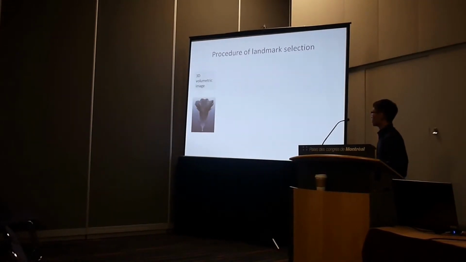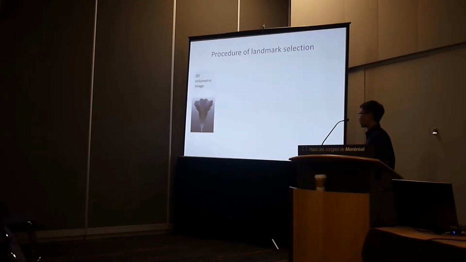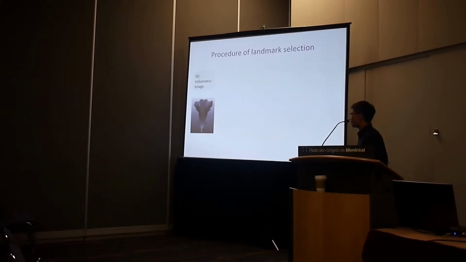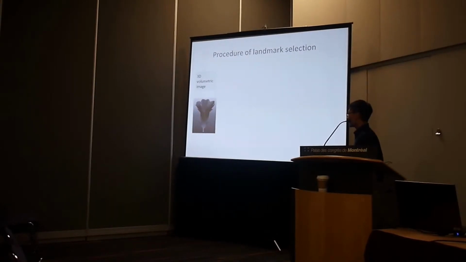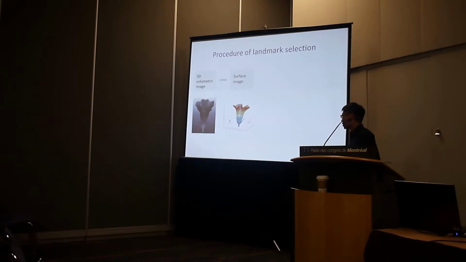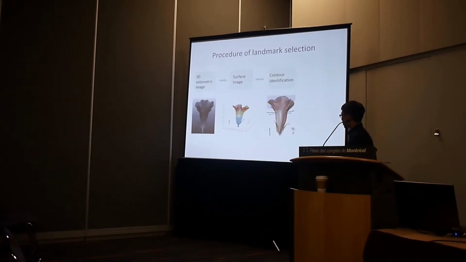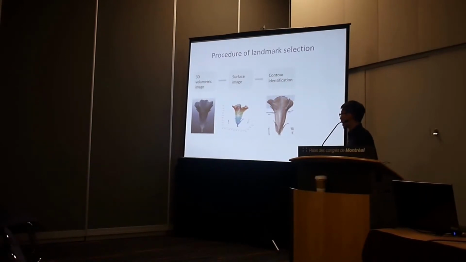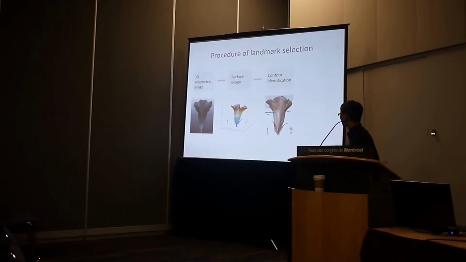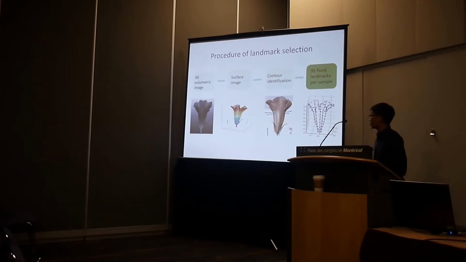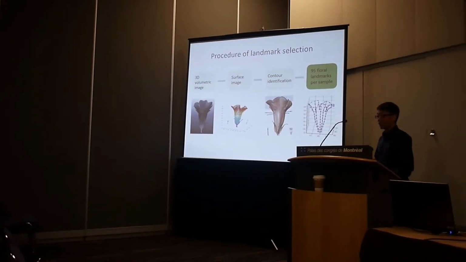This slide shows the procedure of landmark selection. First, it is the 3D volumetric image from micro-CT. And next, we use a MATLAB function called isosurface to extract the surface image. And then we use software called Landmark to identify the contours we need. And finally, we get a total of 95 floral landmarks for each sample.